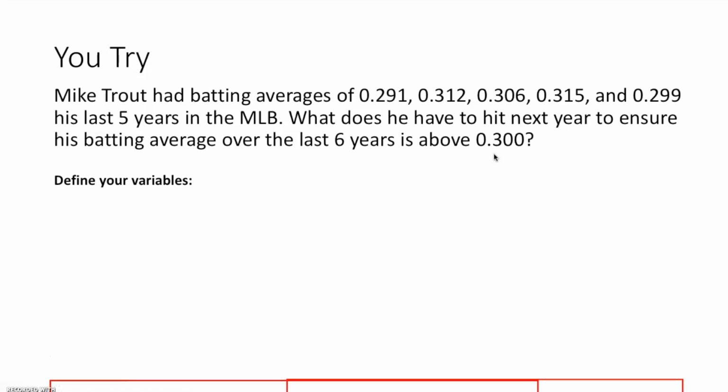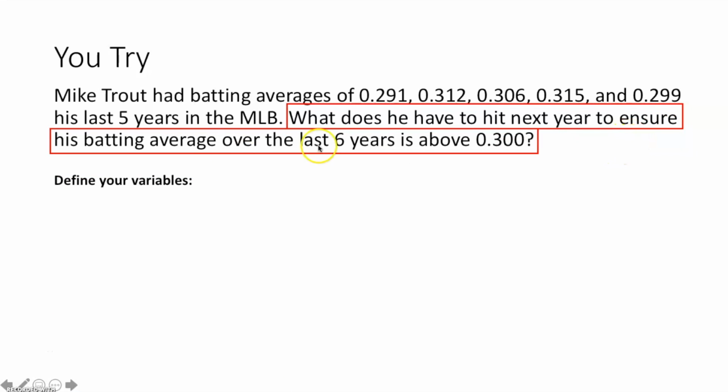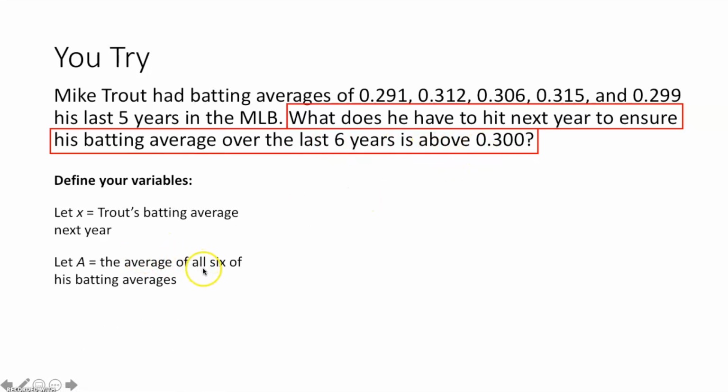So what is it asking? It's asking what does he have to hit next year to ensure his batting average over the last 6 years is above .300. Okay, so what does he have to hit next year? We'll say X is Trout's batting average next year. That's what he has to hit next year to ensure his batting average over the last 6 years is above .300. So we'll say A is going to be his average over the last 6 years.